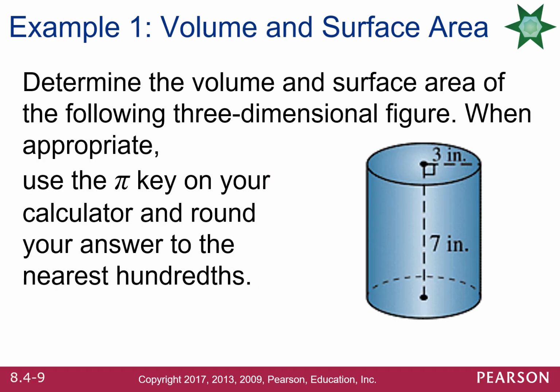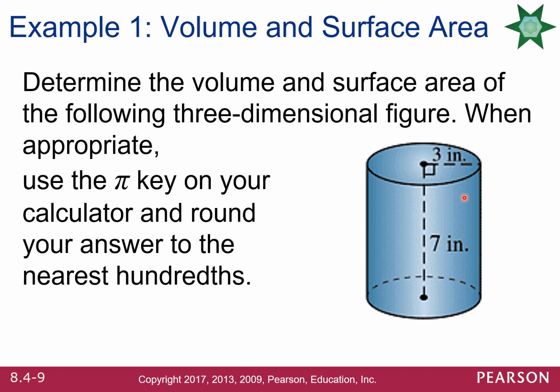Now for the next example, it's on finding the volume and surface area of a cylindrical figure. So here are the measures given to us. They've given us the height of the cylinder, which is 7 inches, and the radius of the circular top of the cylinder, which is 3 inches, and that 3 inches would also be the radius of the circular bottom of the cylinder. All right, so determine the volume and surface area of the following three-dimensional figure. When appropriate, use the pi key on your calculator and so on.